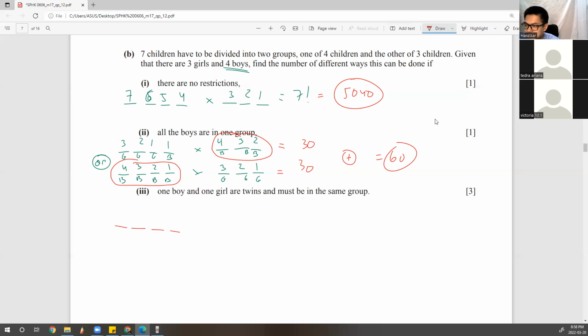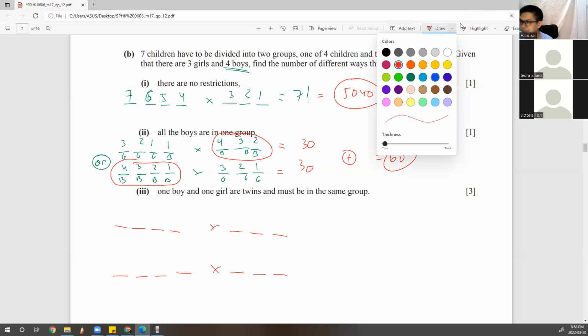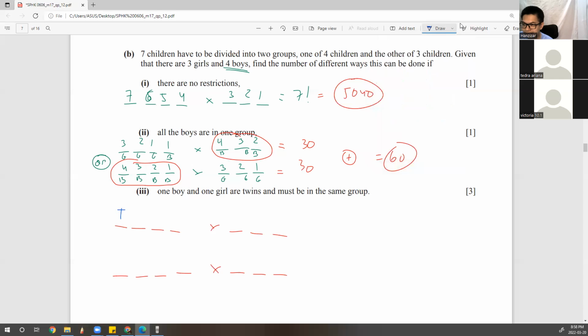So 4 and 3, and 4. I pick some possibilities and 3, right? Now, 1 boy and 1 girl are twins. So out of 7, we have here the twins. So the twins here, twin 1, twin 2, or twin 1, twin 2. And then how many possibilities? How many possible values? 5, right? 5 more, because out of 7, 2 are twins, so 5 more. 5, 4, 3, 2, 1.